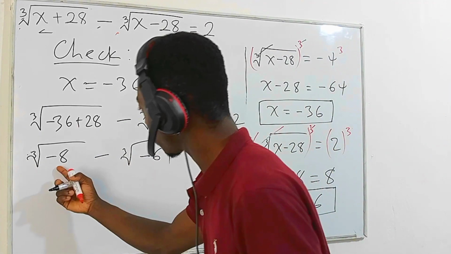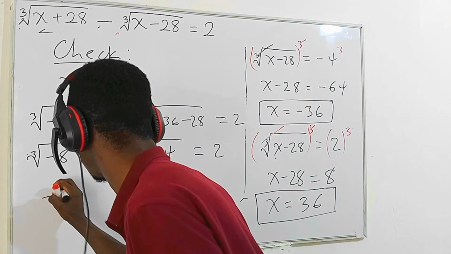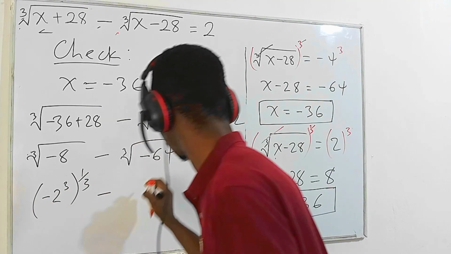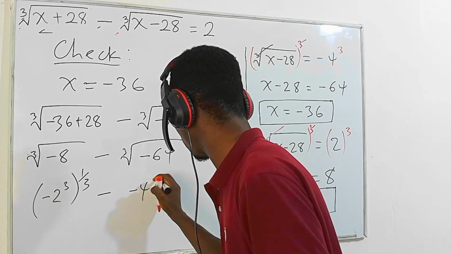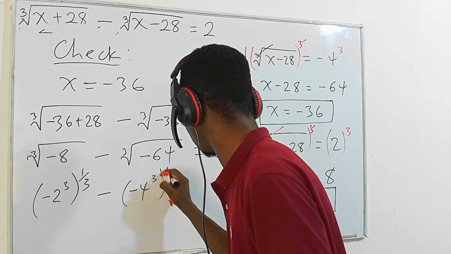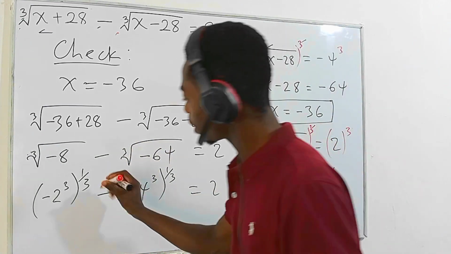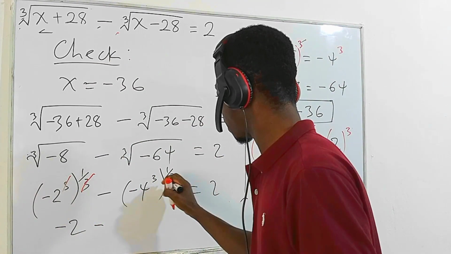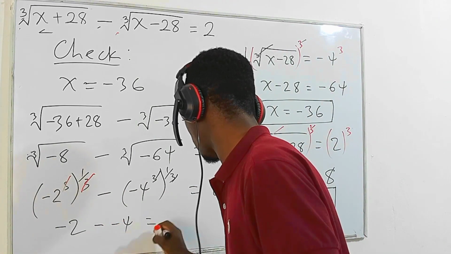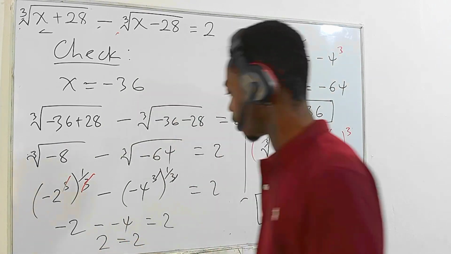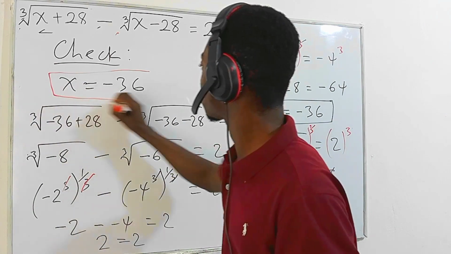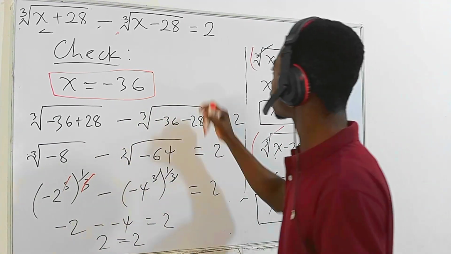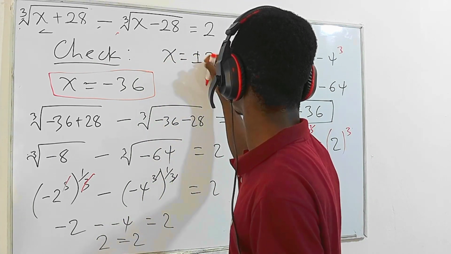Right. Now, we can rewrite this -8 here as -2 to the third power. Then cube root of that will be to the power 1/3. Then minus 64. -64 is the same as -4 to the third power, then cube root of that would be the whole of this to the power 1 over 3. And this must be 2. Now we see that this right here will cancel out that. Then we are left with negative 2. Then we have minus this, and this one also leaves. Then we have minus -4. And of course, this is equal to 2. So we are going to have 2 is equal to 2. That means x is equal to negative 36 satisfies the equation. Therefore, the positive side will also satisfy the equation, and you can check that, right? So, ladies and gentlemen, the final answer to the problem is x is equal to plus or minus 36.